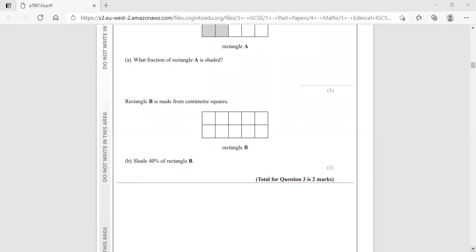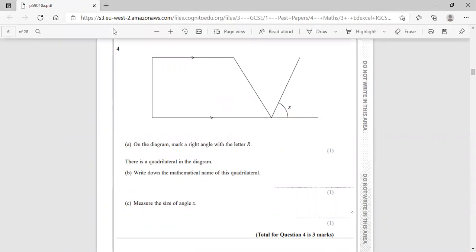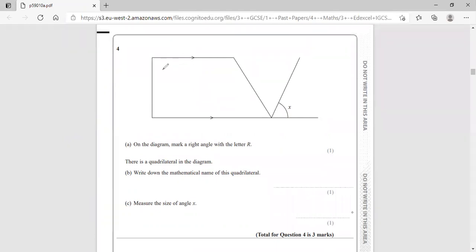So now, question 4 now. On the diagram, mark a right angle with the letter R. So there are 2 here that you can choose from. Right angle means 90 degrees, remember? So that is a 90-degree angle. That is also a 90-degree angle. So you could choose either. I'm just going to do them both so you can see. So they're both R.